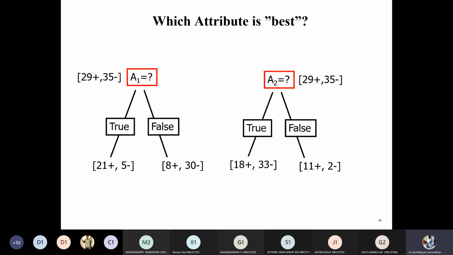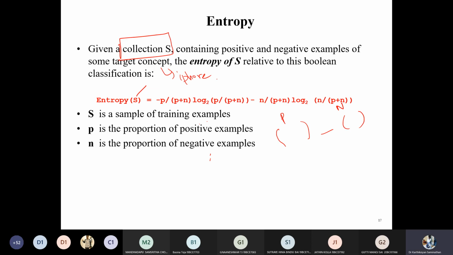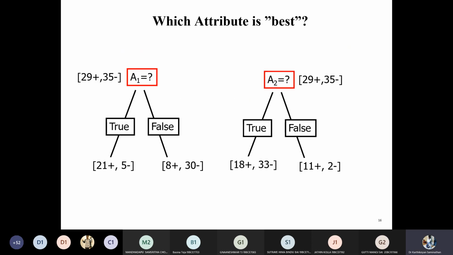Now you can note down the problem. This is the problem given: A1 is equal to question mark and A2 is equal to question mark. So 29 plus 35 minus. What do you mean by this? This is your positive hypothesis, and this is your negative hypothesis, yes or no. Where do I get this 29 plus and 35 minus? From the table. We have done problems, no?